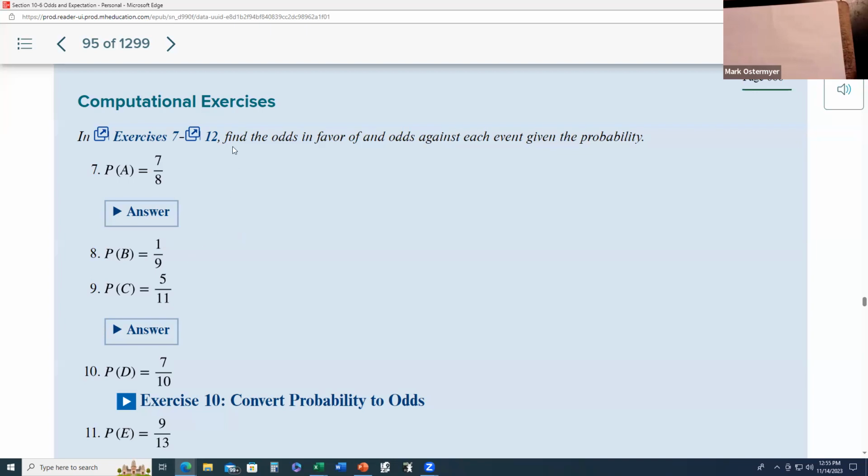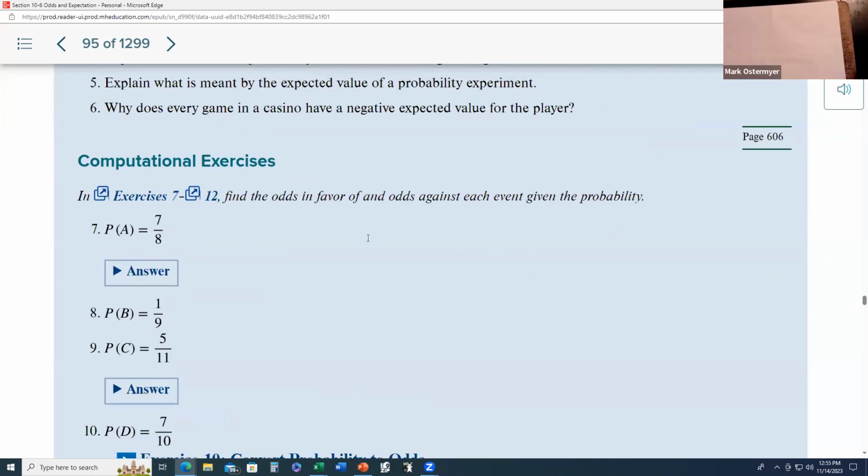They want us to find the odds in favor of and the odds against each event given the probability. So like in problem number 8, they give us the probability that event B will occur as 1/9. That's a probability. That's not odds, okay? They want us to convert this into odds of event B occurring and also the odds of event B not occurring. So I'm going to do number 8.